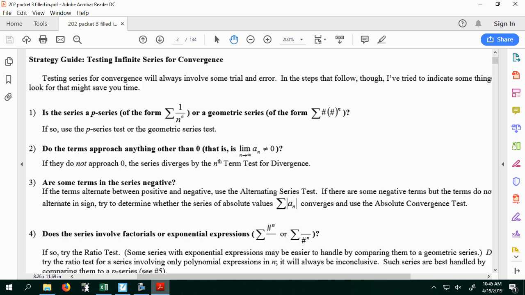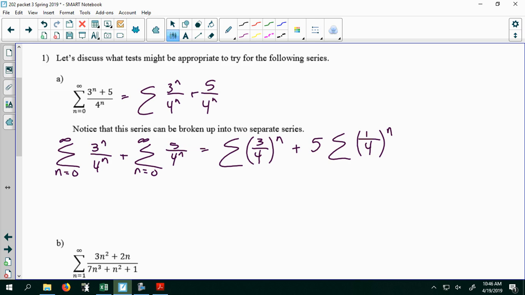Is it a p series? Do we have 1 over n to a number? No, it's 4 to a number, so it's not a p series. Do the terms approach anything other than 0? If you were to write out the terms, do they go to 0? Let's write out a few and see what we get.